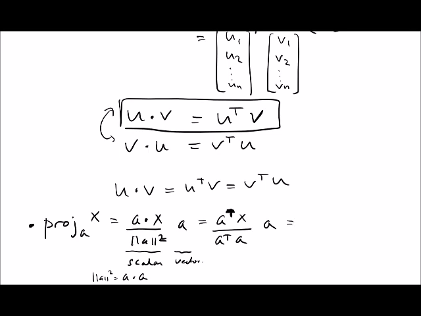I'm going to put the A on this side. It's okay because it's a scalar times a vector. I can change the order of the multiplication. It doesn't change anything.